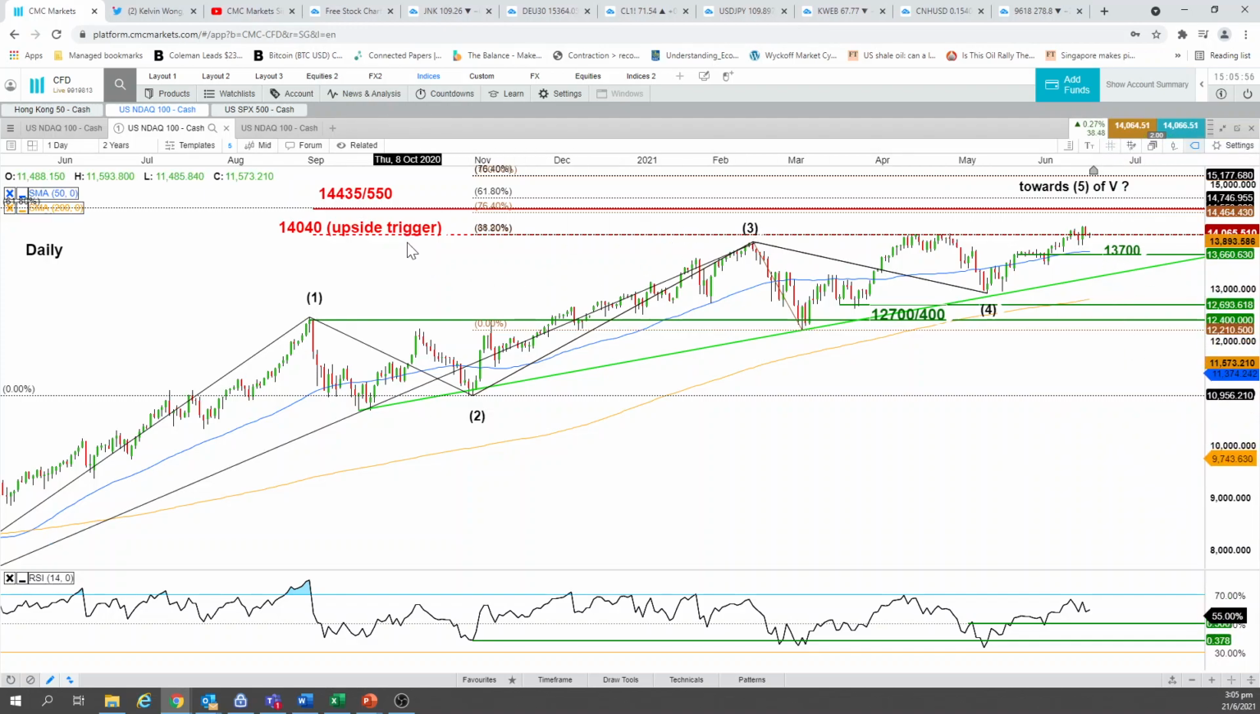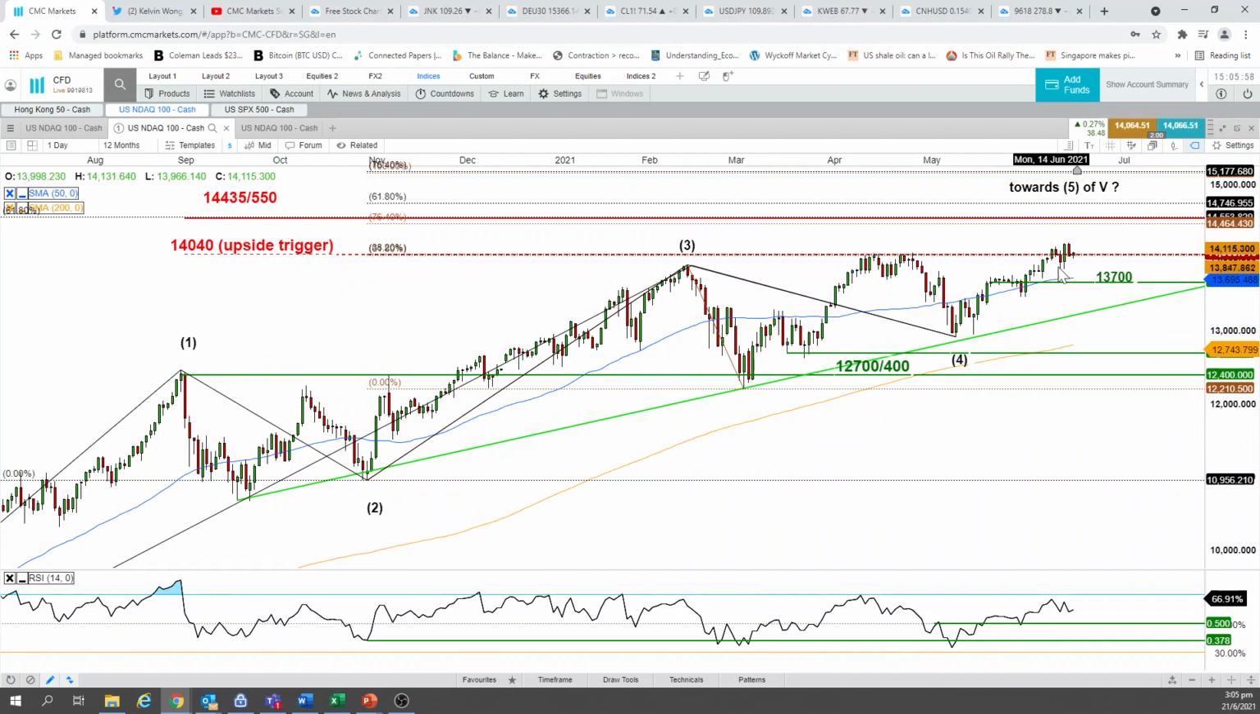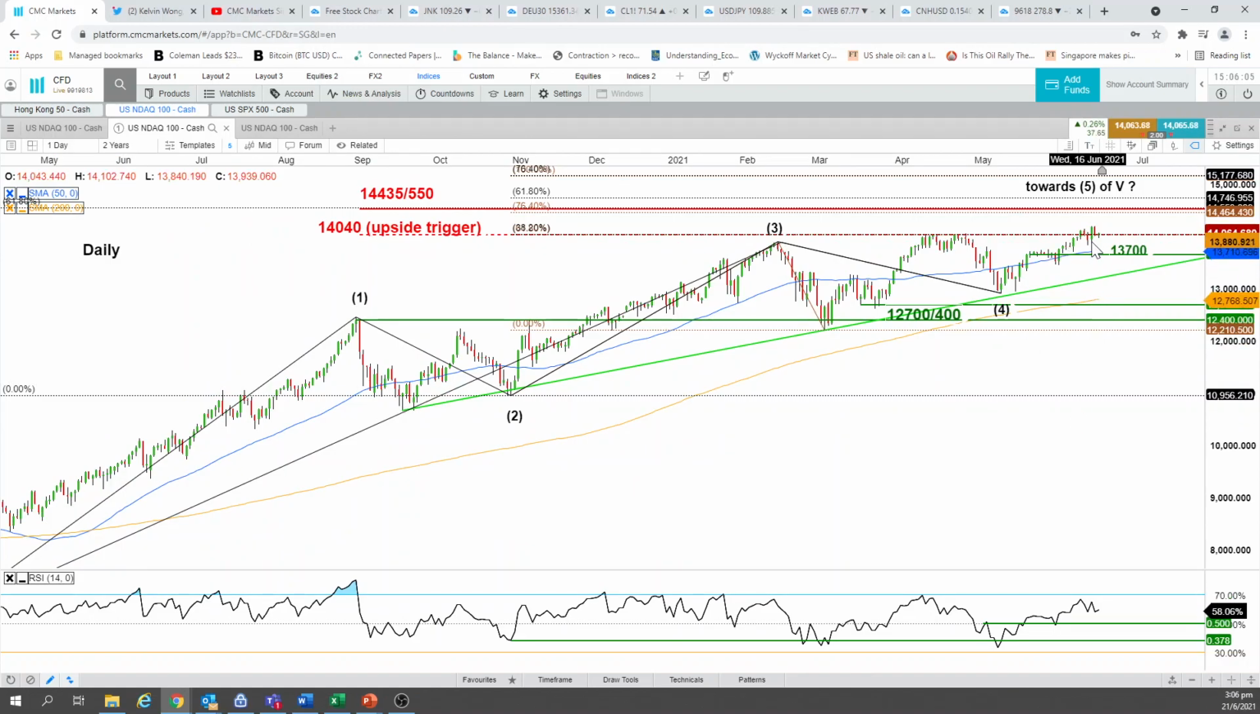And still remember that we have the 1440 upside trigger level. Last week, it actually broke up above it. And now it's actually back to retest this 4040 level again. All right, so if you look at the price movement of the daily chart on the Nasdaq 100, it's still shipping higher high, higher low, and holding above the 50-day moving average, which is at 13,700.